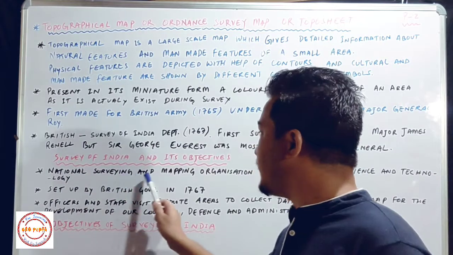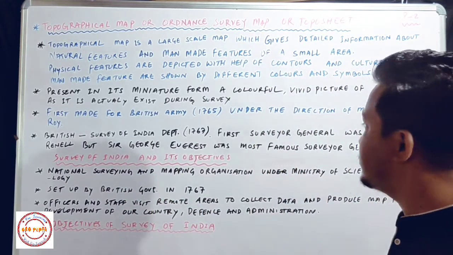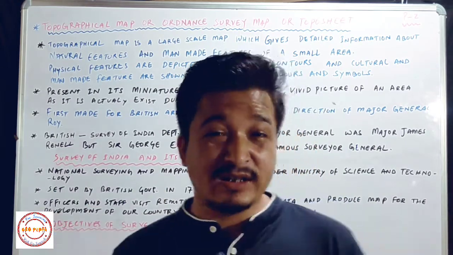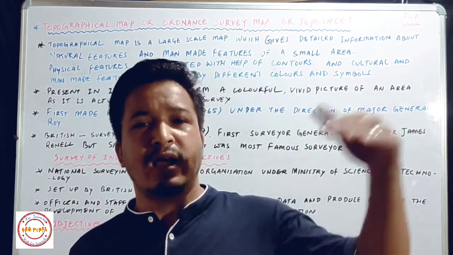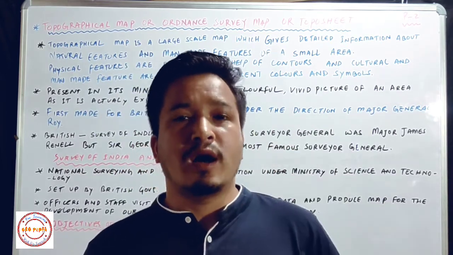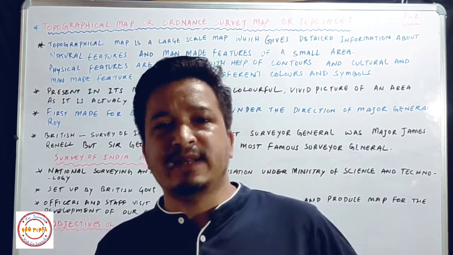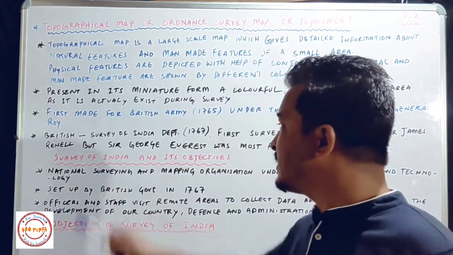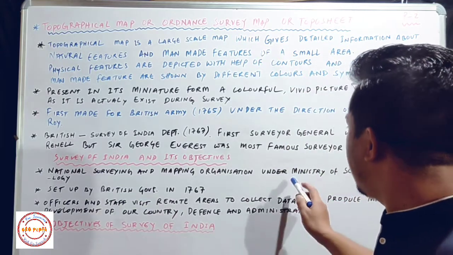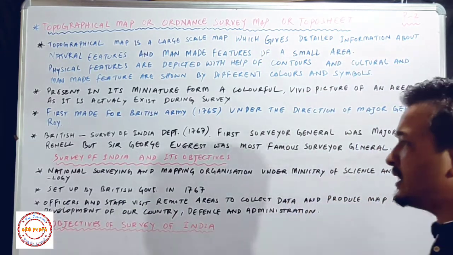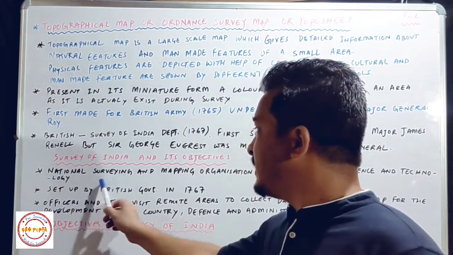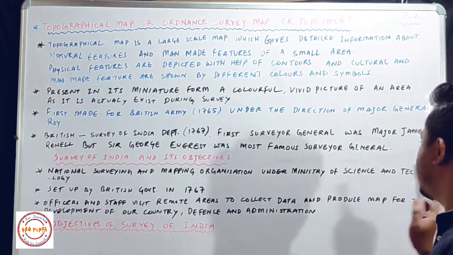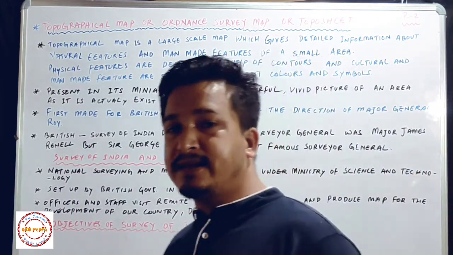Now let us understand more about the Survey of India and its objectives. It is the National Surveying and Mapping Organization under the Ministry of Science and Technology. So what does this department do? This department goes to different places, in remote places, and does surveys. Then after doing the survey, they prepare a map of that region. They do surveying and make maps, and this department comes under the Ministry of Science and Technology. Keep these things in your mind.